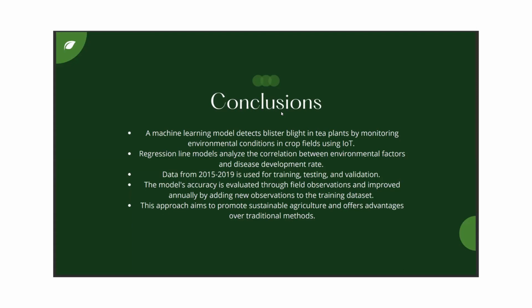Coming to the conclusions, as we all studied earlier, this machine learning model detects the blister blight in the tea plants by monitoring all the environmental conditions in the crop field using IoT, and it is also used for training, testing, and validation. This model gives accuracy in the evaluated field observation, and is also improved annually by adding new observations to the training data set. It helps in promoting sustainable agriculture, and it also offers advantages over these traditional methods.